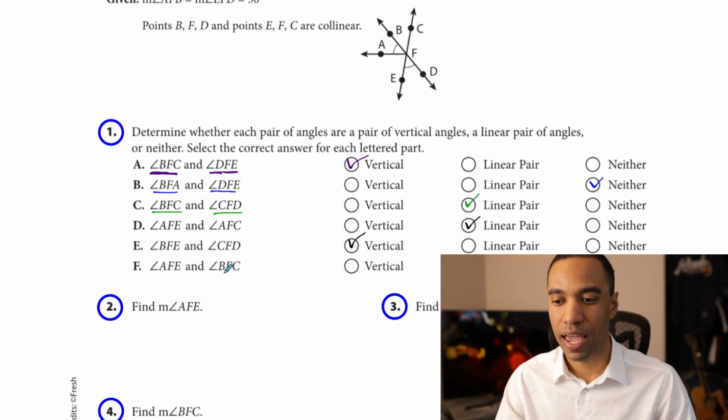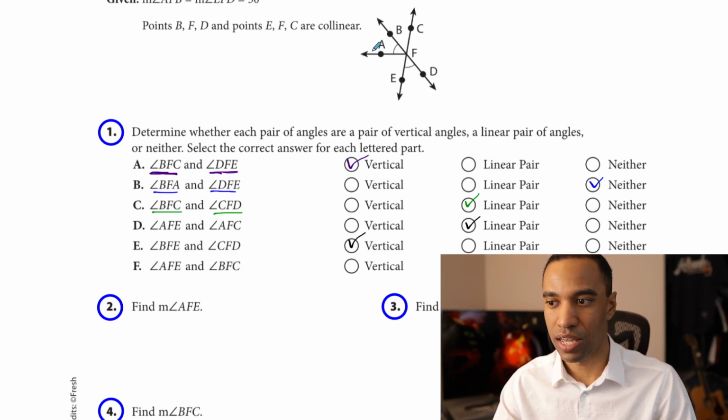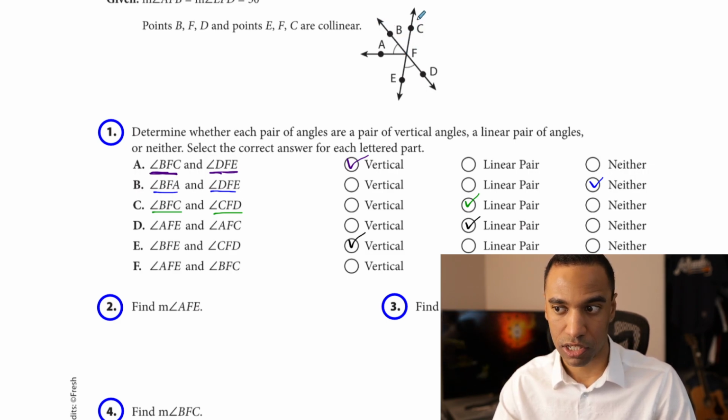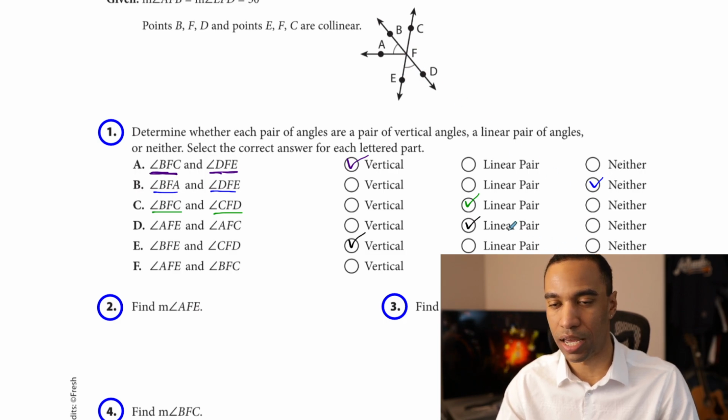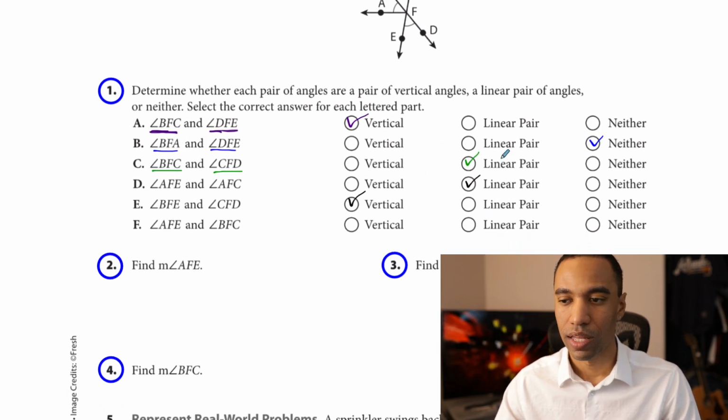And finally, AFE and BFC. AFE is right here. BFC is right here. They are not opposite each other formed by two lines, and they are not adjacent to each other, and they're not supplementary. Therefore, they are not a linear pair. They're not vertical angles. There's no specific relationship between this one and this one. That is a neither case.